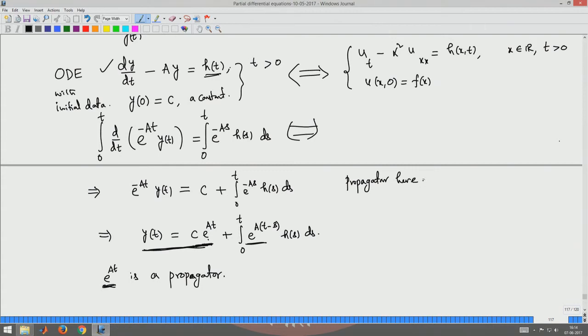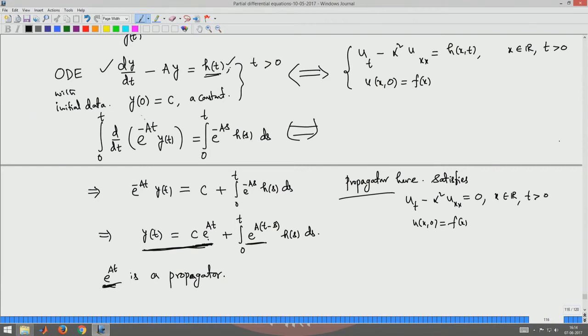So, what is the homogeneous equation here? If I consider here, it should satisfy u_t minus alpha square u_xx equal to 0. I consider homogeneous, and the initial data is f(x). Okay. So, this should be the propagator. If I draw the parallel here, e power at satisfies the homogeneous equation. Okay. The initial data is different.